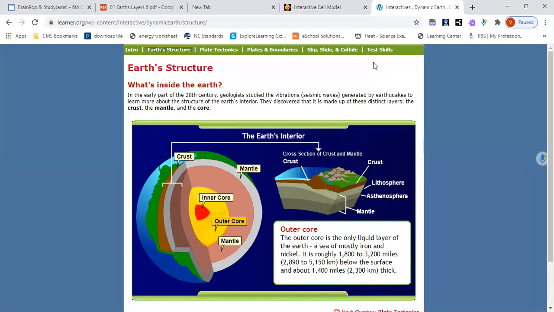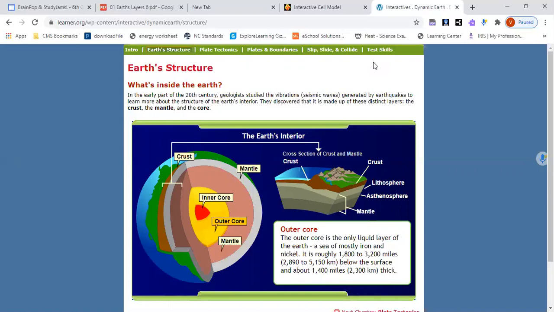In the early part of the 20th century, geologists studied the vibration, that is, the seismic waves generated by the earthquakes, to learn more about the structure of the Earth's interiors. They discovered that it is made up of distinct layers. But what are they? They are the crust, the mantle, and the core. So always remember the Earth's interiors are always the crust, the mantle, the inner core, the outer core, right?